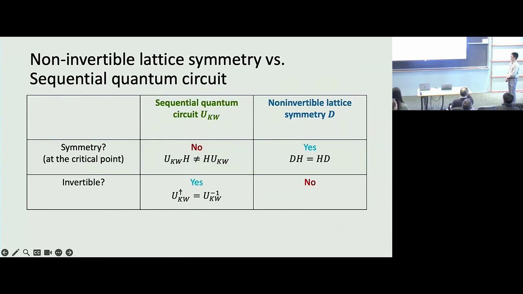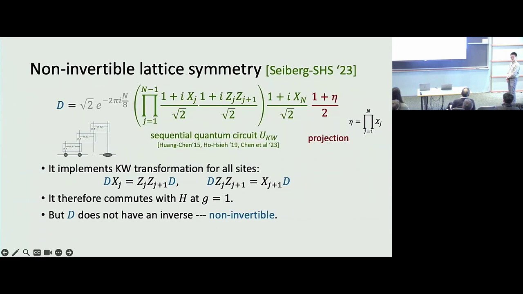This one, at least acting on these two kinds of local operators, is completely reasonable. There's an interesting fact about how it acts on the individual operators. In this case, is this the only one which does this? I think so. I don't have a proof, but I think so.